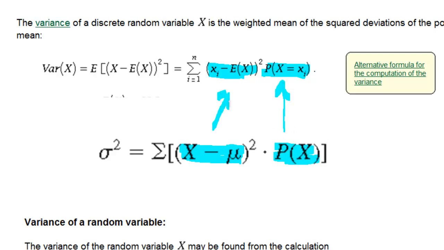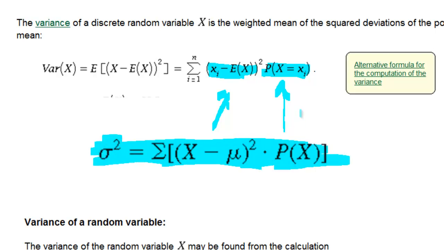Okay, these 2 formulas. This one here comes from your book. It's on page 270. It's the one that is not in the box. It's the one I use more often. Okay, on this one, you take the differences, you square them, you multiply them by the probability, which is acting as the weight, and then you add up all those values, all those products.